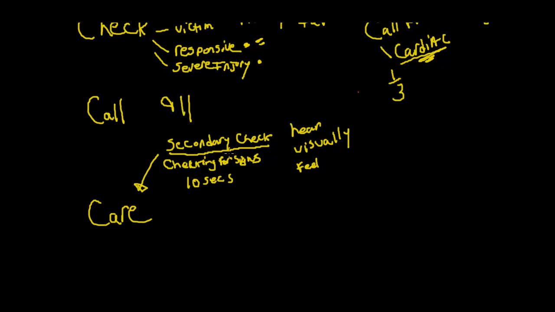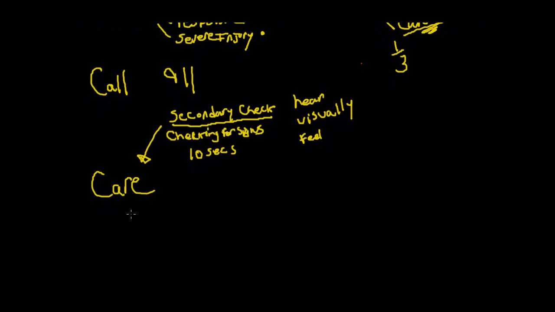So we can look, listen, and feel for breathing, no more than 10 seconds. We're going to lean over and listen, and visually scan after we do the head tilt chin lift, for about 10 seconds. And then we would provide care based on what we find. If there's no breathing and it's an adult, we're going to begin CPR. We'd start with 30 compressions. After 30 compressions, we'd give 2 rescue breaths, and we would repeat that until we're too exhausted to continue, or EMS arrives, or the scene becomes unsafe, or an AED arrives.